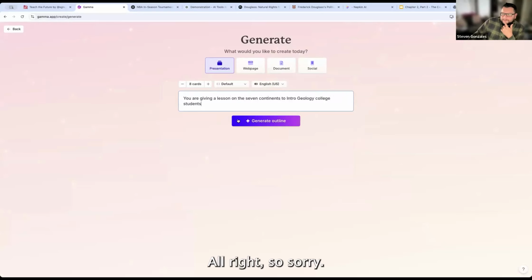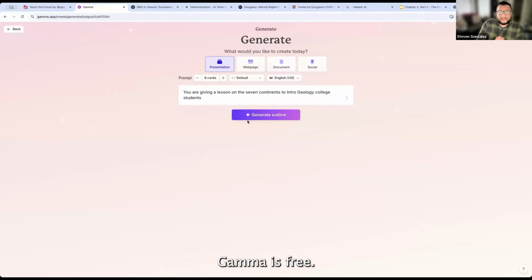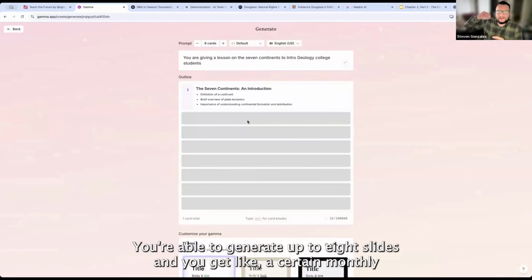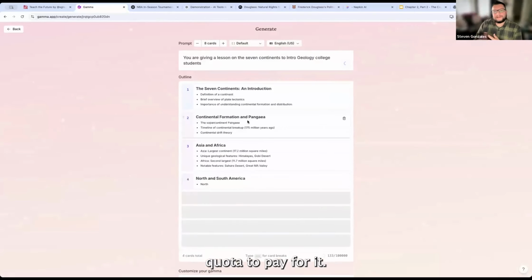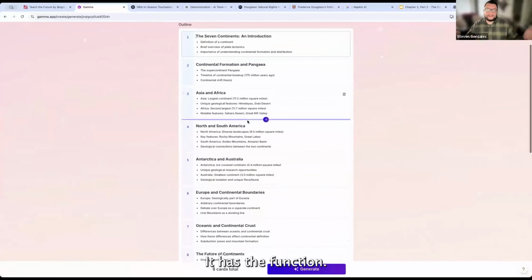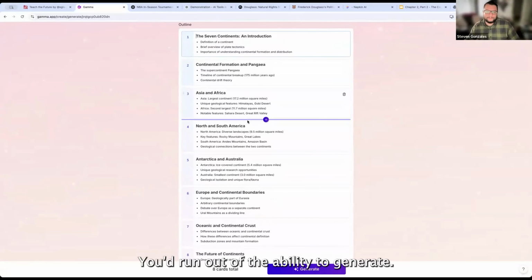All right. So sorry, all those, you can play with Gamma yourself. Gamma is free. You're able to generate up to 8 slides, and you get a certain monthly quota. To pay for it, there is a subscription fee. I'm paying, this is the paid version. You'd see the same things, but at a certain point, you'd run out of cards, you'd run out of the ability to generate.